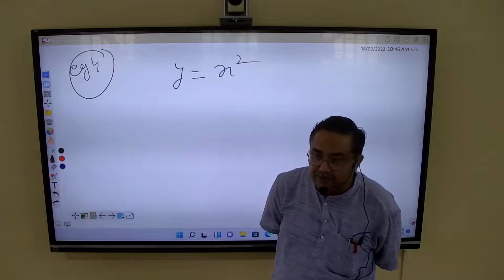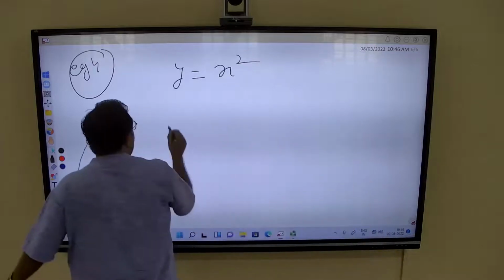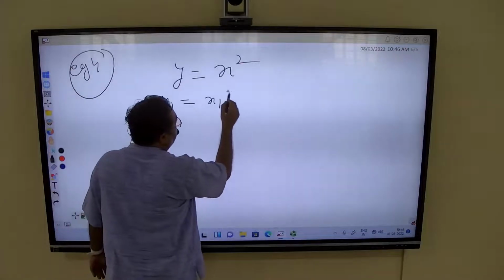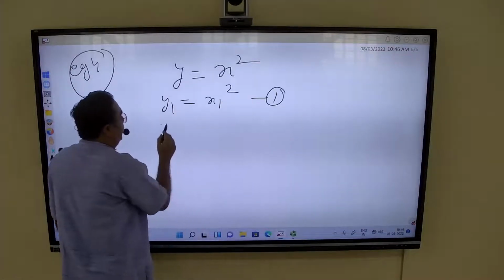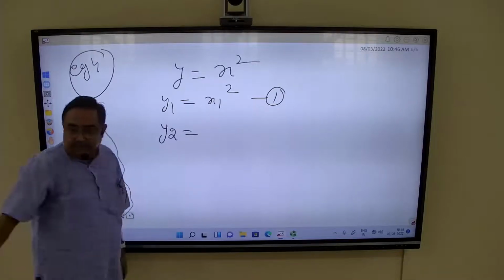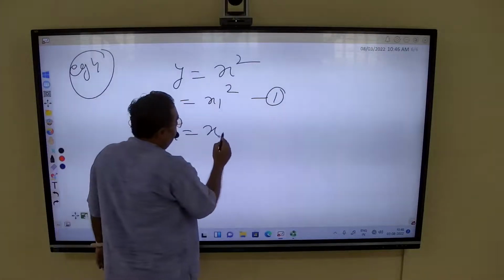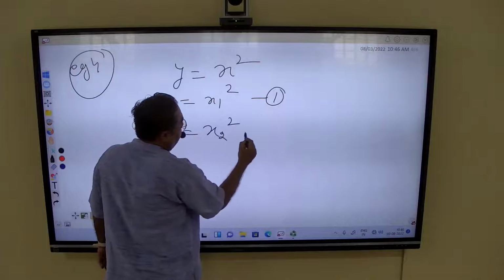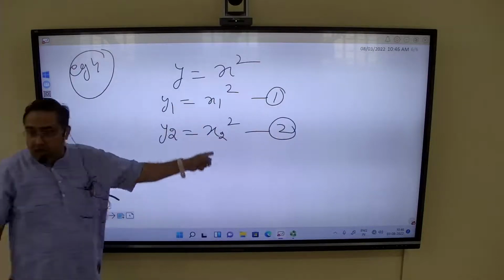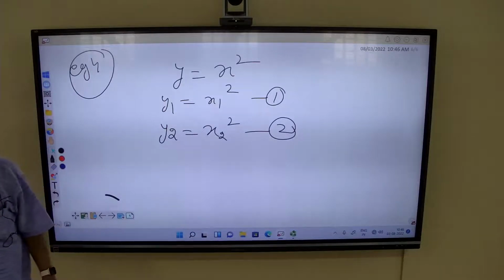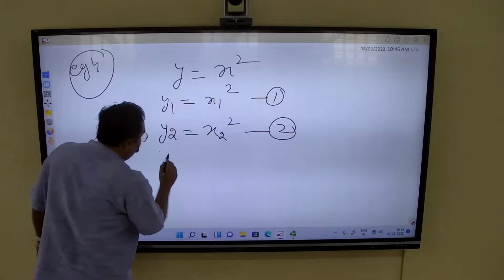Should we verify? First of all, let's say y1 is equal to x1 square, equation 1. I have applied an input x1 and am getting output y1. This is clear or not? Is this understandable? Okay, now what will I do? What is the third step? I will apply input equal to x1 plus x2, and what will be my y3?